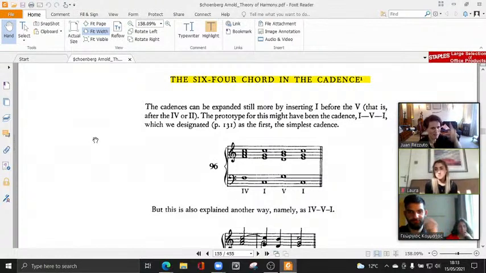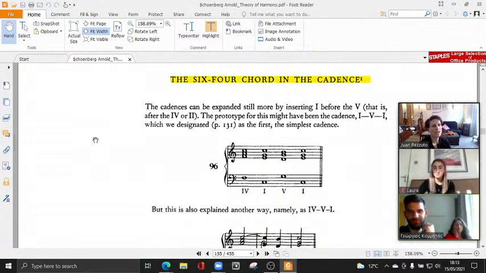Yes, Georgios, come on. The perfect, the half, and the deceptive. The perfect, the authentic, the half, and the deceptive. Yes, exactly. Did we see the half? I guess we did.